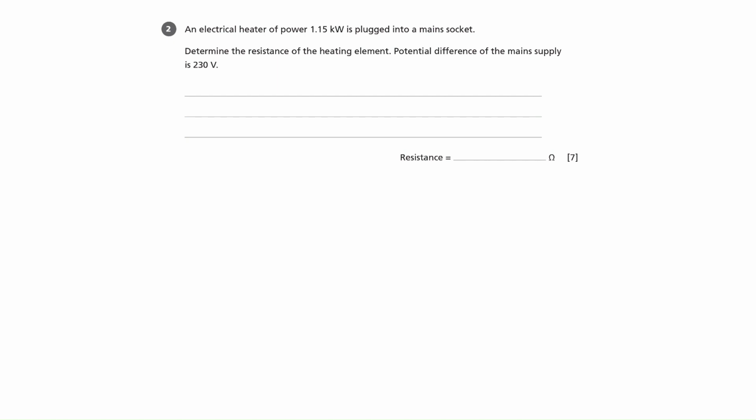So before we do any of that though, what we're first going to do is convert our kilowatts into watts, because none of our equations use kilowatts as a unit. So 1.15 kilowatts equals, by multiplying by 1,000, 1150 watts. Now we've got that, we can pop that into the power equation.